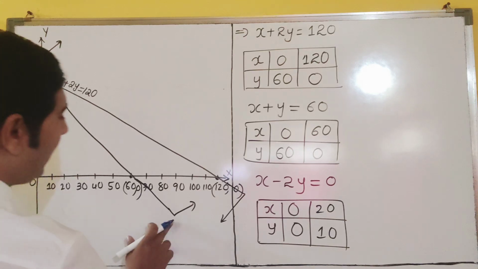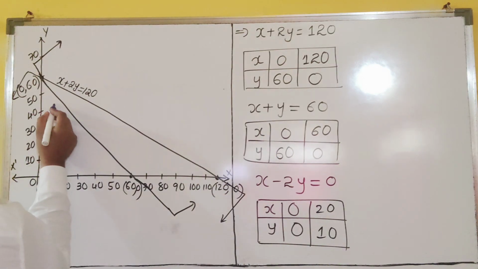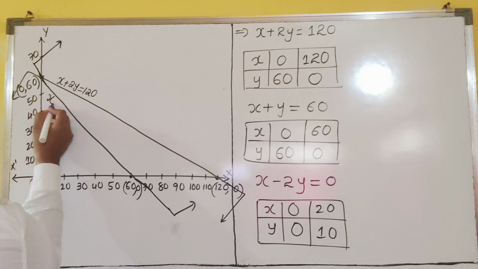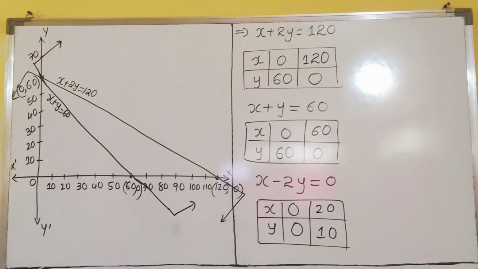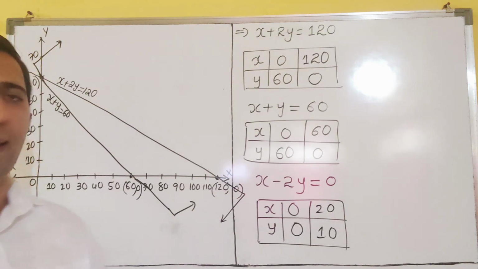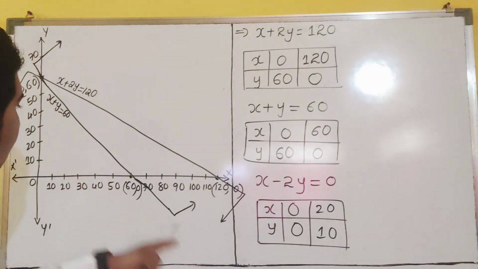So now see here. This line is what? This line is x plus y is equal to 60, dear students. X plus y is equal to 60. This line is the one you have drawn. Correct?